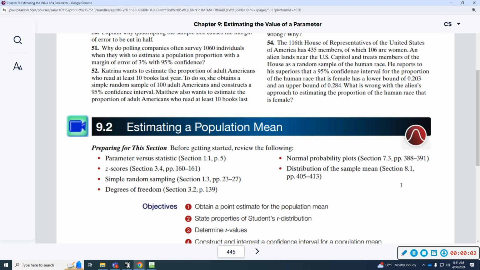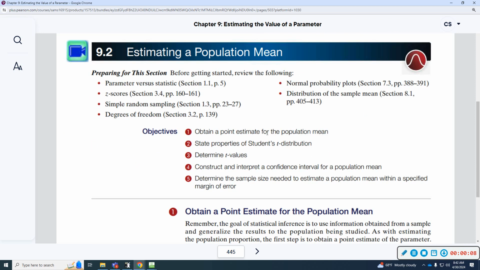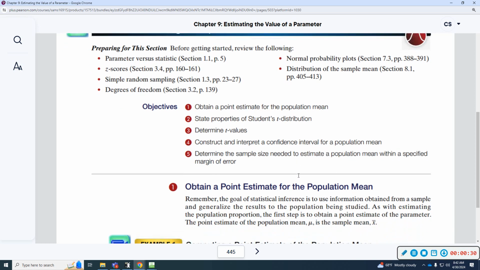All right, today we're going to be looking at section 9.2, estimating a population mean. Some of the objectives are to obtain a point estimate for the population mean, state the properties of the student t-distribution, determine t-values, construct and interpret a confidence interval for a population mean, and determine the sample size needed to estimate a population mean with a specified margin of error.